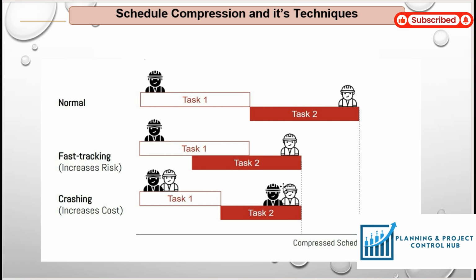From this picture, you can easily understand the concept of schedule compression. For example, these are the normal activities, these are the fast tracking activities, and these are the crashing activities. In the fast tracking activities, we overlap the activities, while in crashing, we add the additional resources here. So from this picture, you can easily understand the concept of schedule compression.